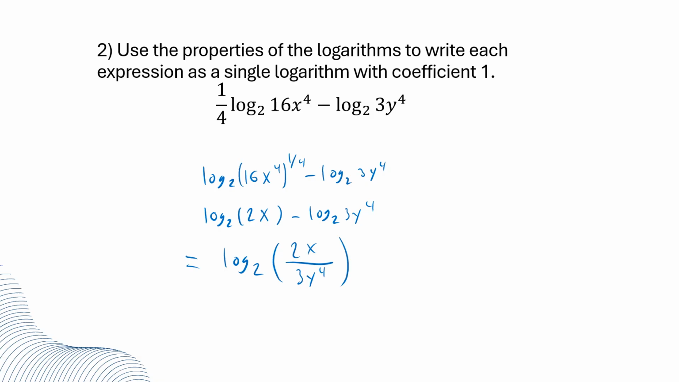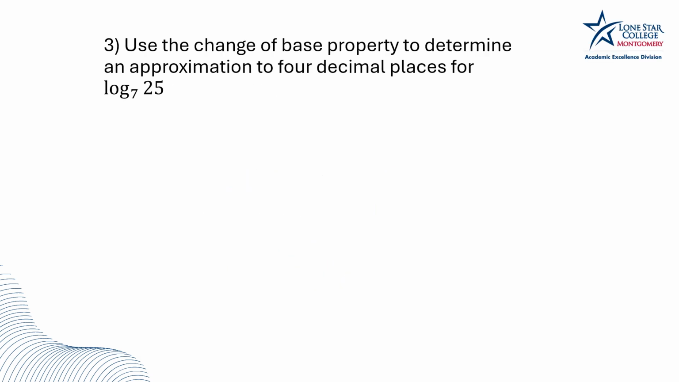So now we double check. Is this a single log? It is. Does it have a coefficient of 1? And yes, it does. So this is how we would condense these two logs into a singular log. And lastly, let's look at an example where we use the change of base property to approximate a log to 4 decimal places. So we have log base 7 of 25.